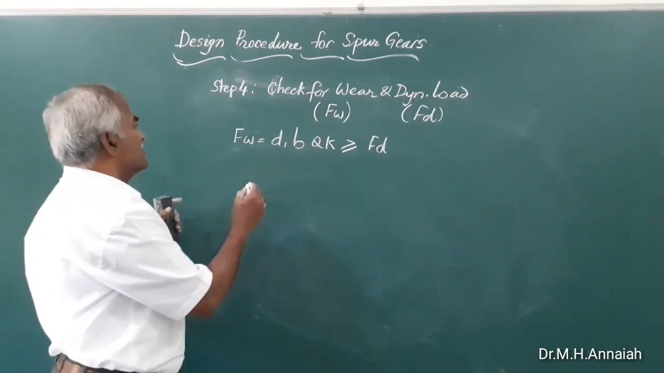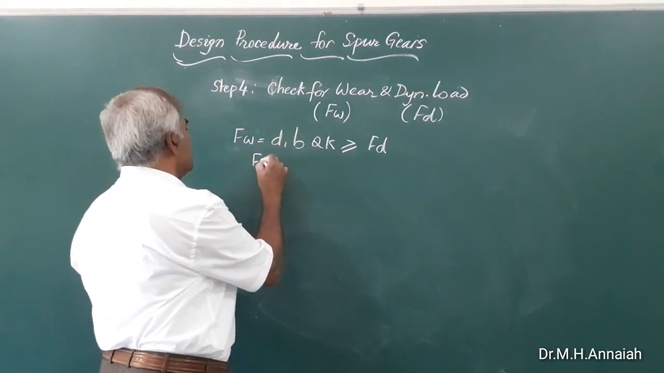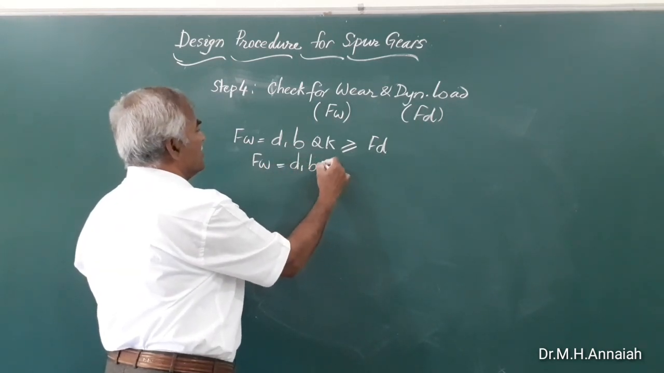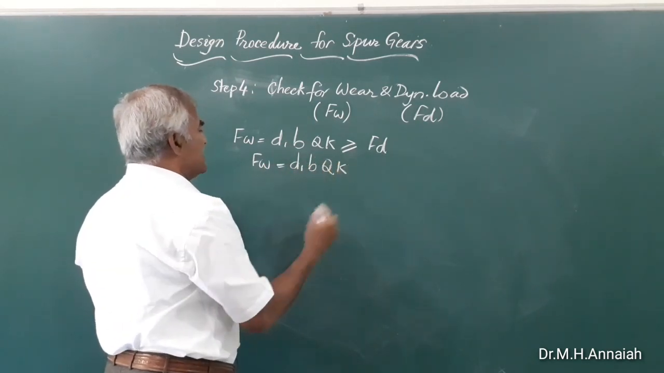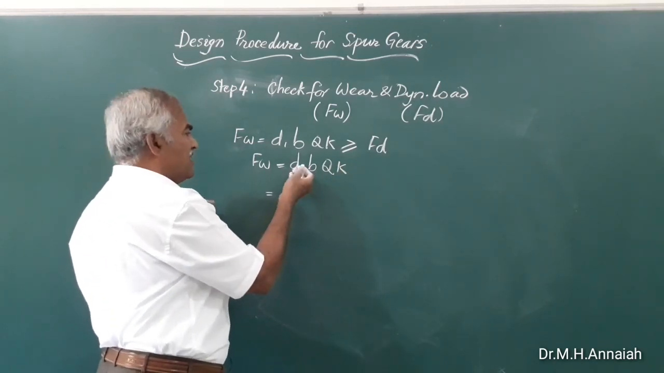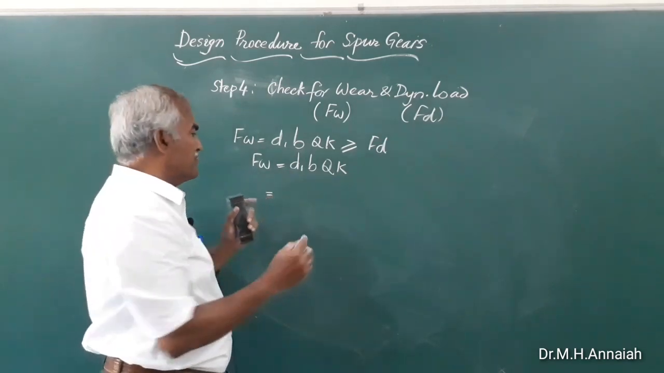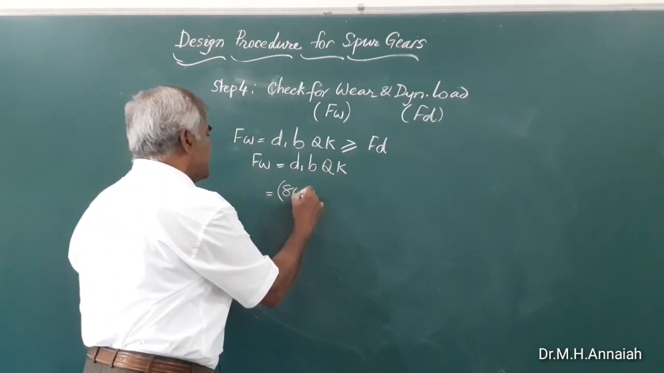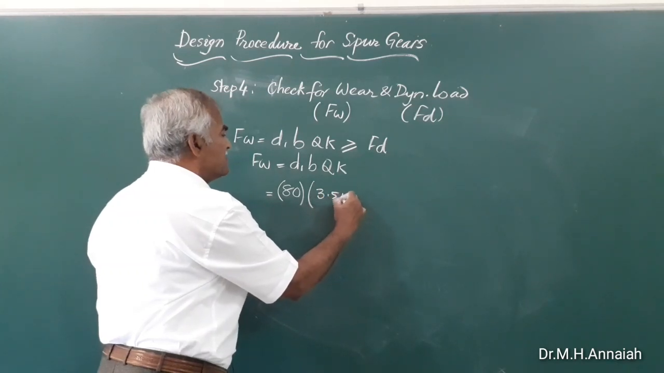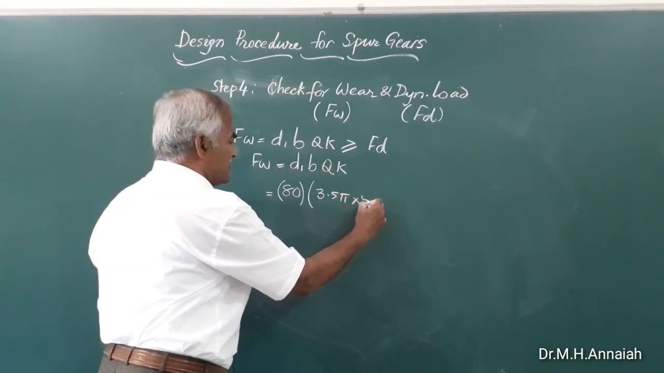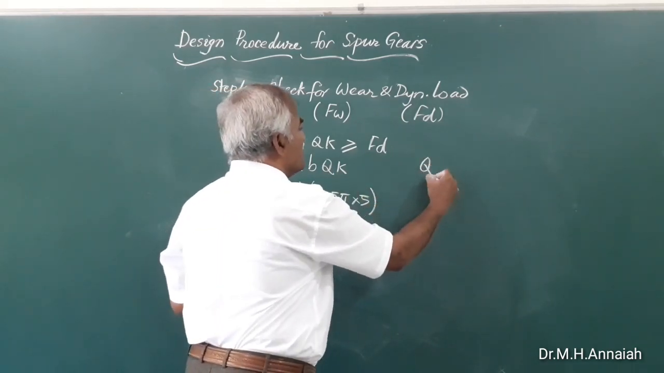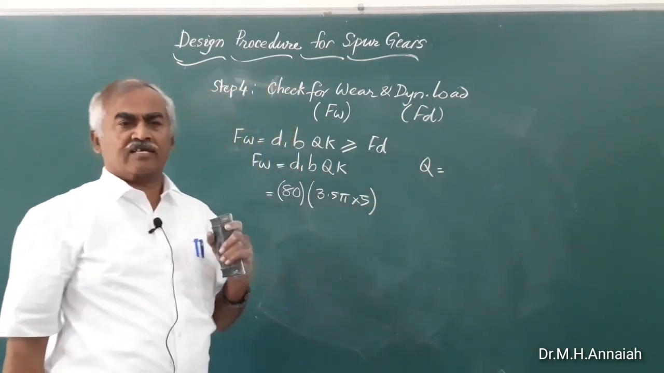What are these terms, friends? If I take up this Fw, that is equal to d1 b q k. Let us see what these are. Friends, I told you, I have taken the example where this d1 is the diameter of the pinion. Say it is given as 80 mm. b is the face width, 3.5 times pi into module, which is 5. And this q is called a ratio factor.